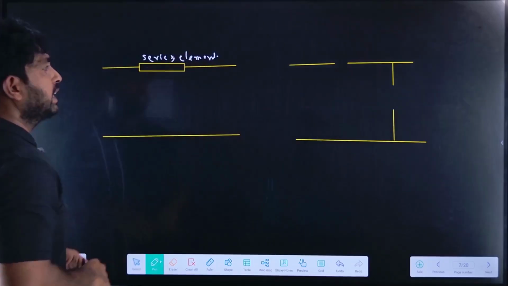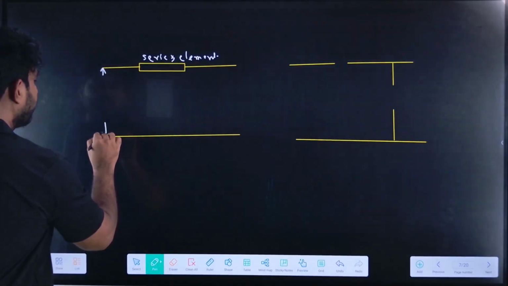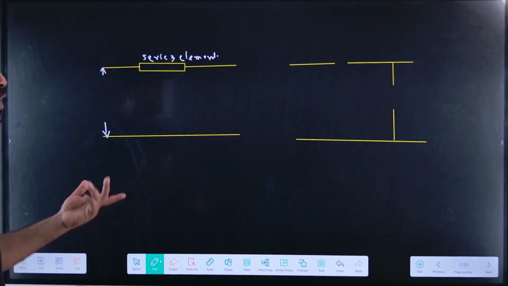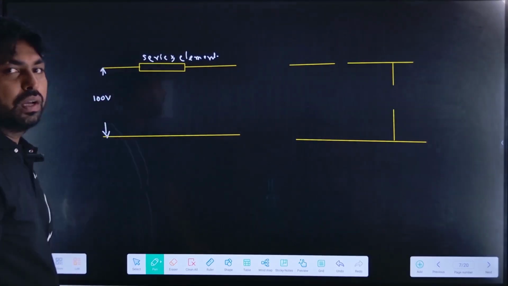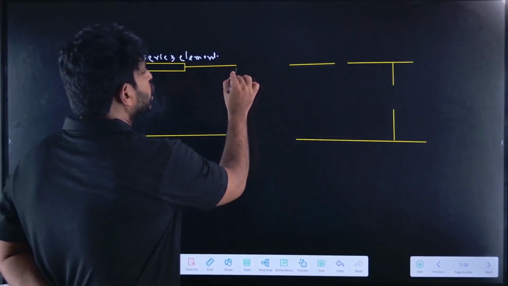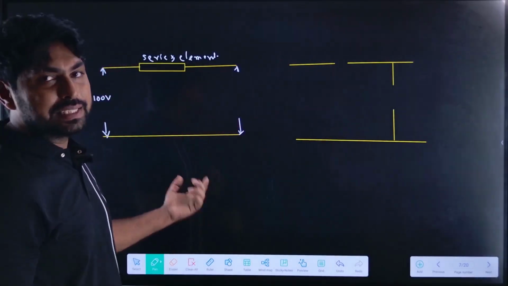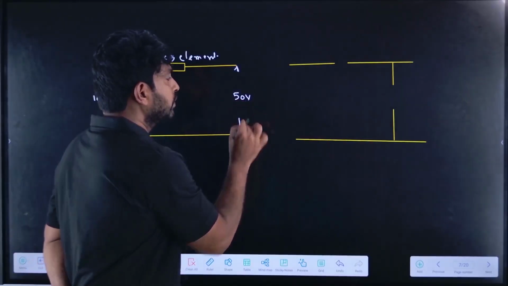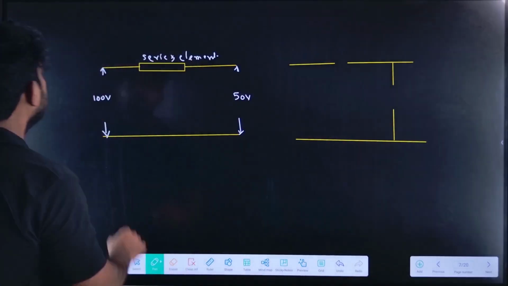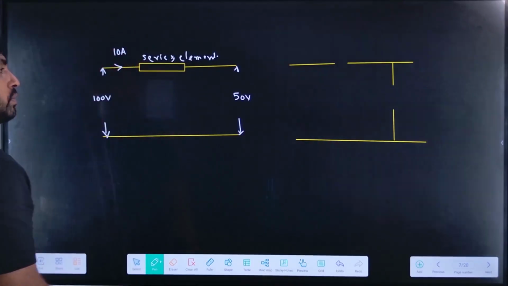Right? We have the series element. Let us assume that it is a DC to DC converter. The input voltage, let me assume, is 100 volts. Let us assume that it is operating as a step down converter, so the output voltage is less than the input voltage. Let us assume this as 50 volts. Right? 100 volts and 50 volts. Let us assume that the current flowing through the element is 10 amperes.